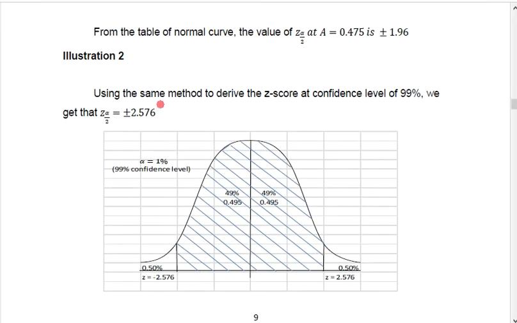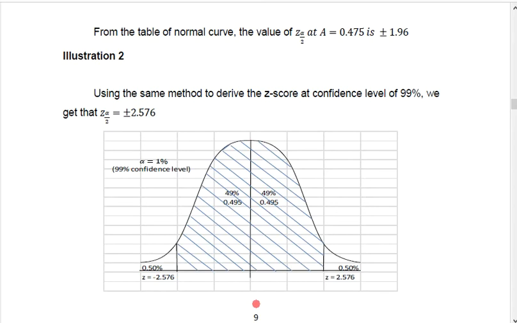Illustration number 2, using the same method, derive the z-score of confidence level 99%, we get that the z sub a over 2, okay, again, z sub a over 2 is equals to positive negative 2.576. Okay? So, paano nakuha yun? Again, alam natin na area under the curve is equal to 1 or 100%. So, 100% minus 99, that would be 1%. So, yung 1% divided by 2, that would be 0.5%. Okay? 0.5%. So, to 0.5%, i-minus mo dito sa half ng curve.